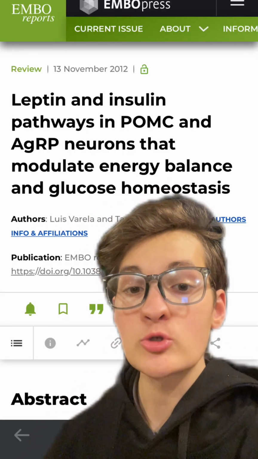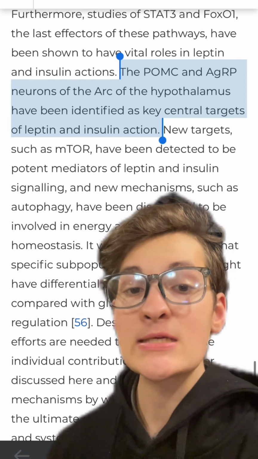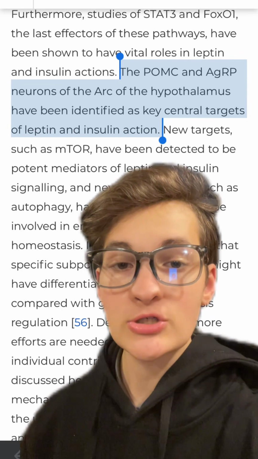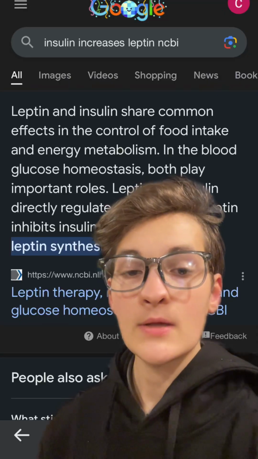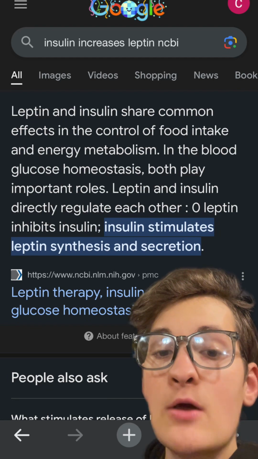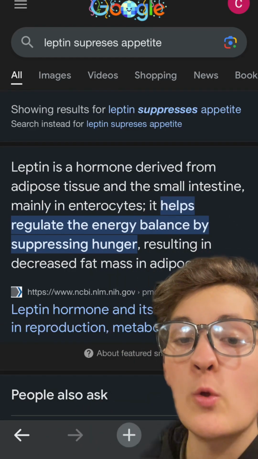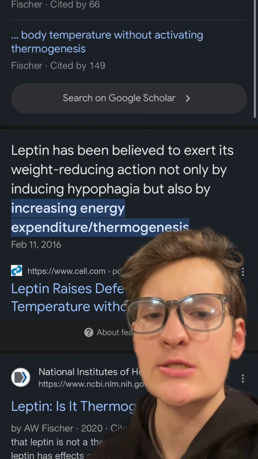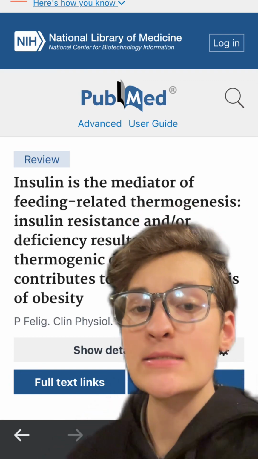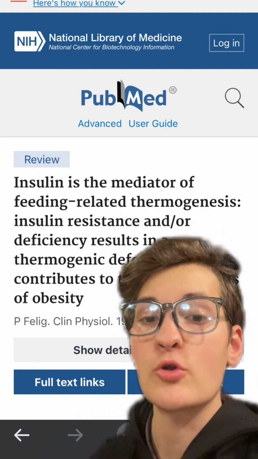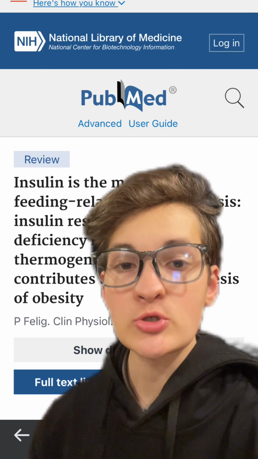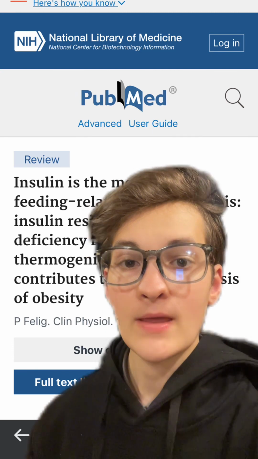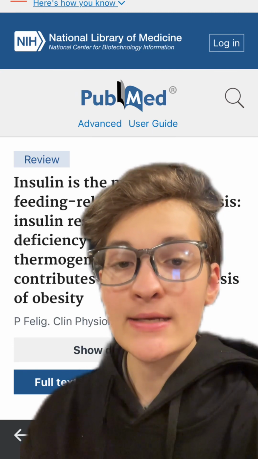Unbeknownst to many, insulin also decreases our appetite. It does this by binding to and activating specific neurons in the brain that are considered anorexogenic neurons because they decrease our appetite. It also directly stimulates the synthesis and release of leptin, a molecule with the primary role of suppressing appetite. Leptin also increases energy expenditure and thermogenesis, which is why we do believe that insulin is actually the mediator of feeding-related thermogenesis, meaning without an insulin response to a meal, your energy expenditure might not increase after the ingestion of carbohydrates, and this increase in energy expenditure is referred to as diet-induced thermogenesis.